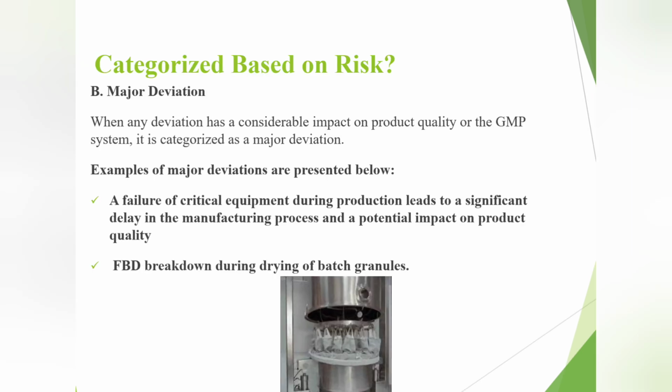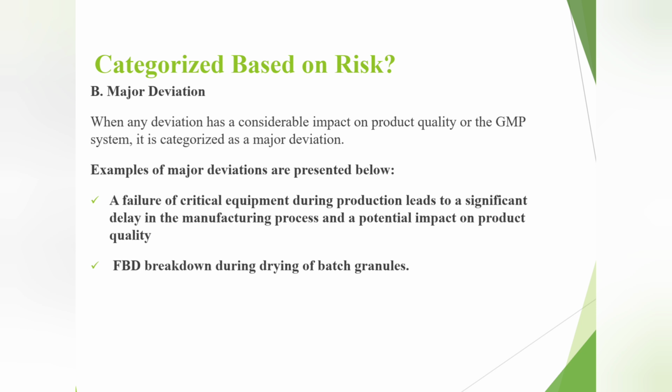Second one, major deviation. When any deviation has a considerable impact on product quality or the GMP system, it is categorized as a major deviation. For example, a failure of critical equipment during production leads to a significant delay in the manufacturing process and a potential impact on product quality. Another example, fluid bed dryer breakdown during drying of the batch.